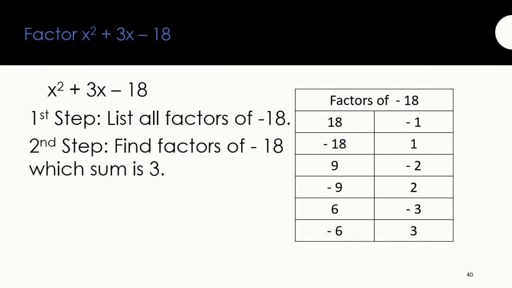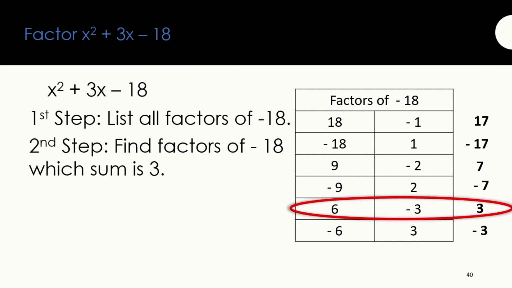So, ito lahat yung factors na mag-i-equal sa negative 18. So, second step, find factors of negative 18 which sum is 3. Hanapin natin ang positive 3. So, i-add natin sila lahat. And then, ang pipiliin natin, yung positive 3 yung sagot.